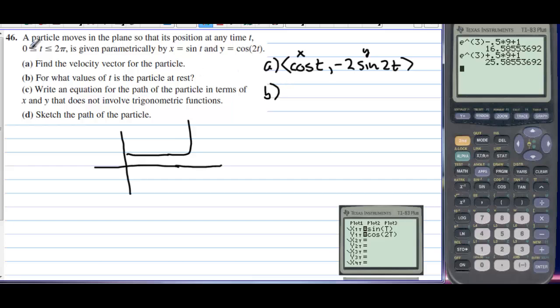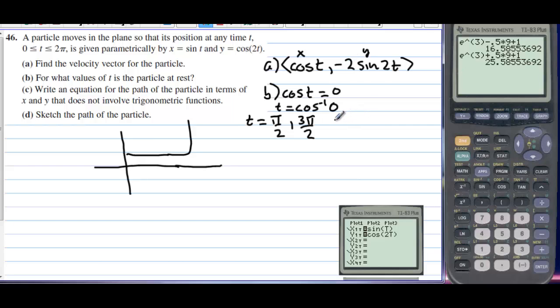Now remember, we're going from 0 to 2 pi here. So we want to know when cosine of t is equal to 0. That means t is the inverse cosine of 0. So t is equal to pi over 2 and 3 pi over 2. That's the two places where cosine is 0.